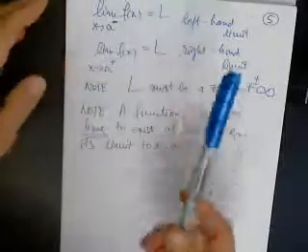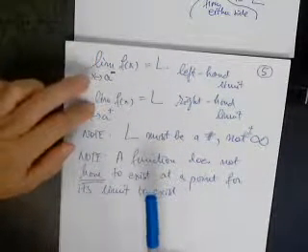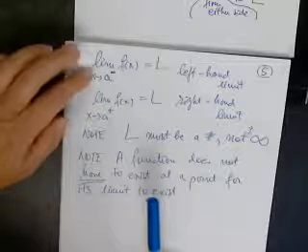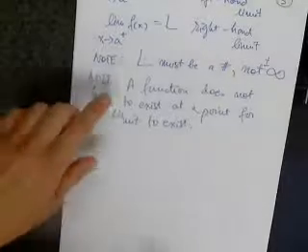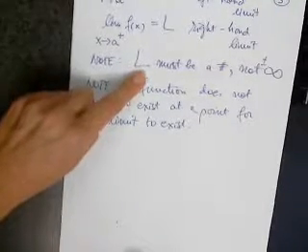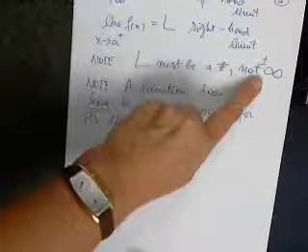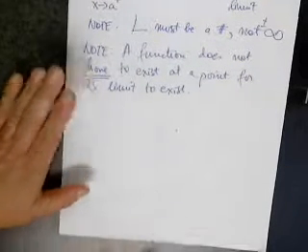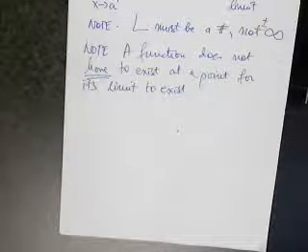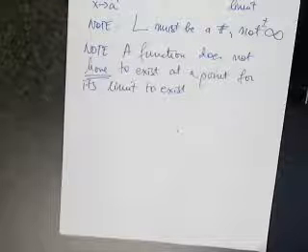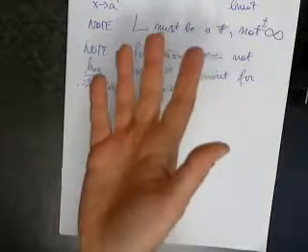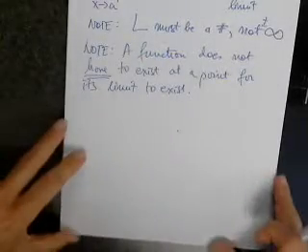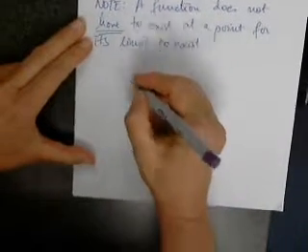So first of all, we know how to read this. We know that there are three possibilities: limit from either side, limit from the left, limit from the right. We know that L must be a number. It cannot be infinity or negative infinity. And we know that a function does not have to be defined at the point for the limit to exist. Okay, so now let's analyze what this means. I'm going to show you a few graphs, and then we'll look in the book at a few graphs.